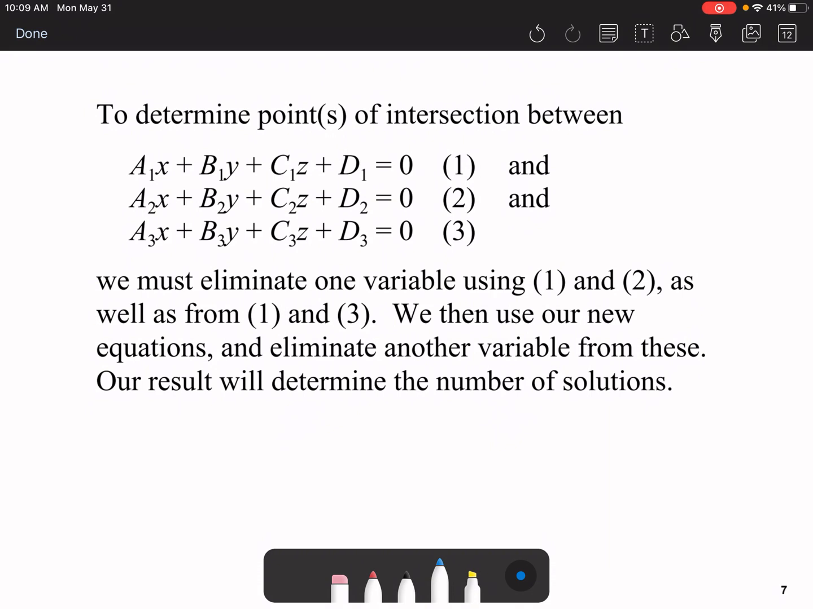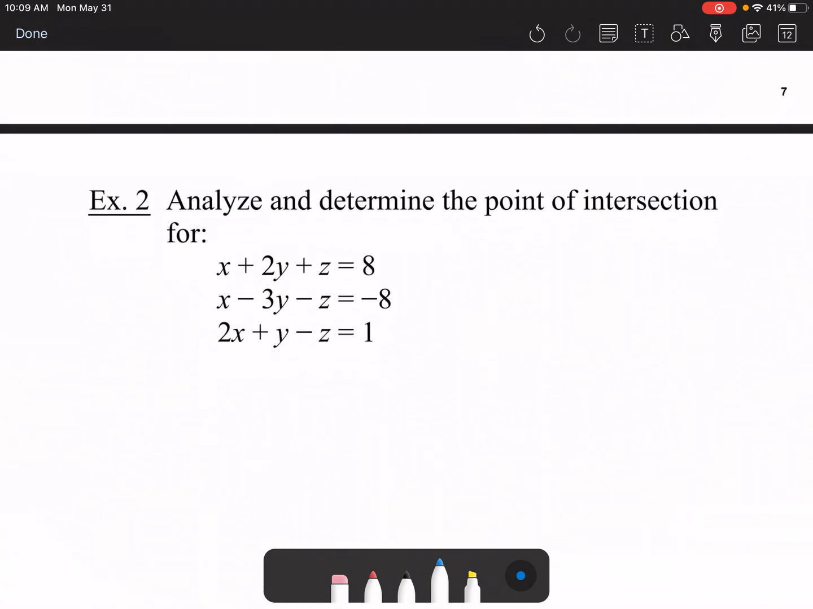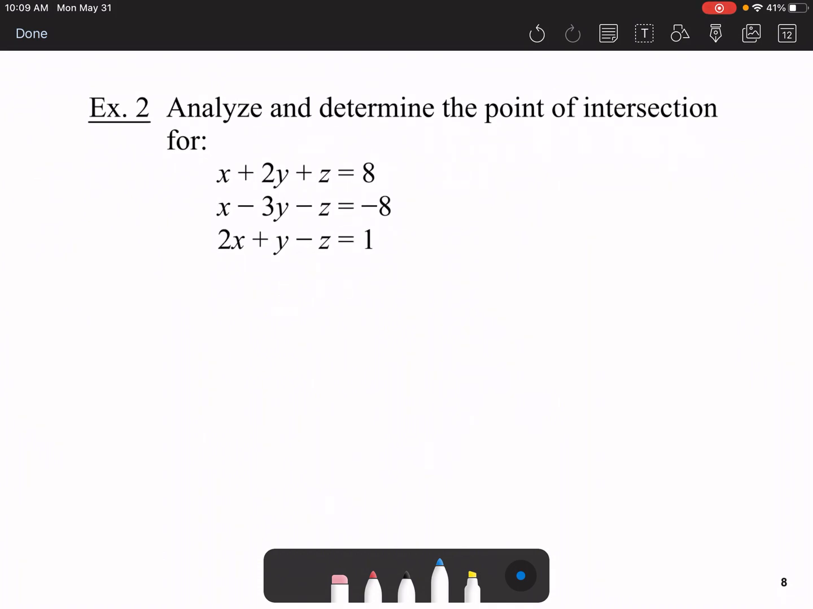So let me show you an example of this. So let's suppose we have these three equations. In these three equations, I want you to analyze and determine the point of intersection. So first off, you can see the normals are not collinear. You can just see that from inspection. So this gets rid of some possibilities. That means there's no planes that are parallel to each other.